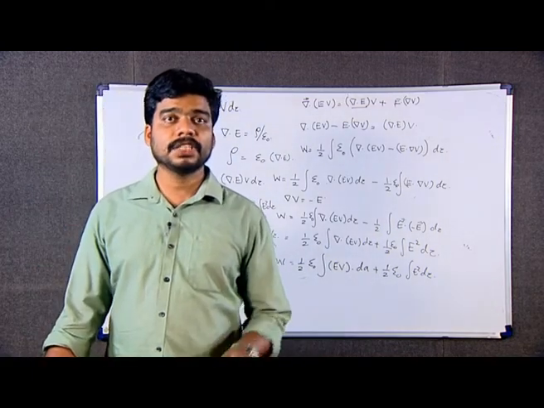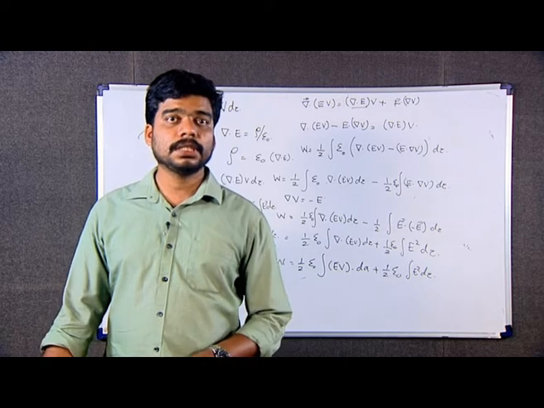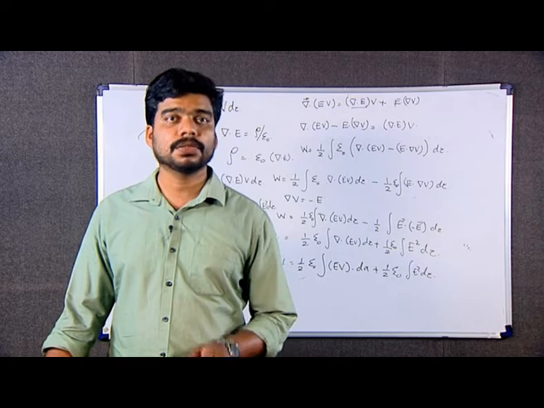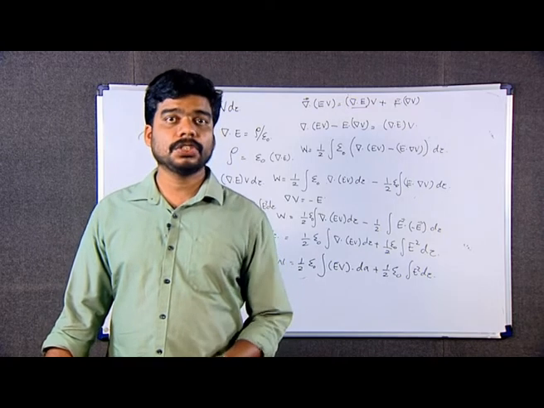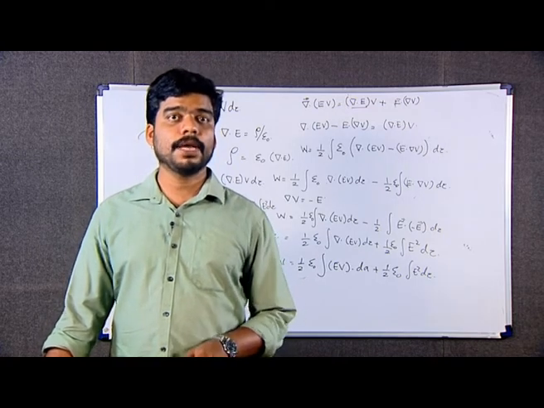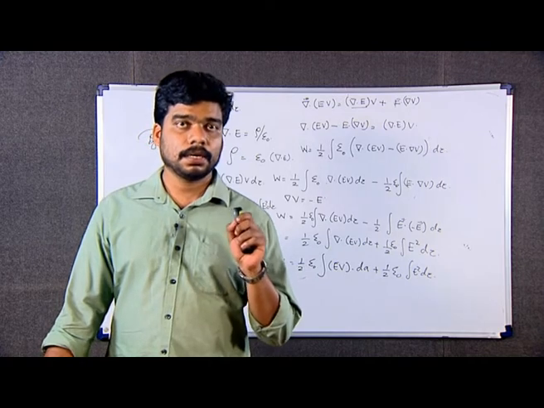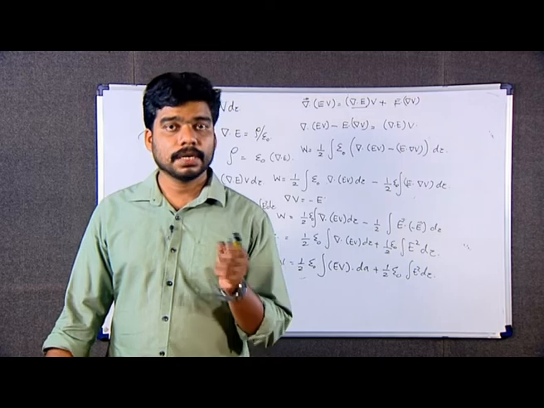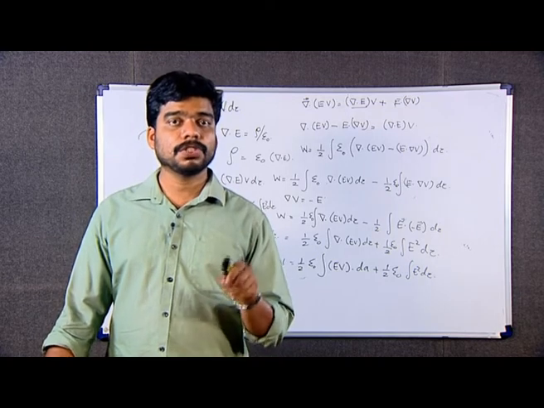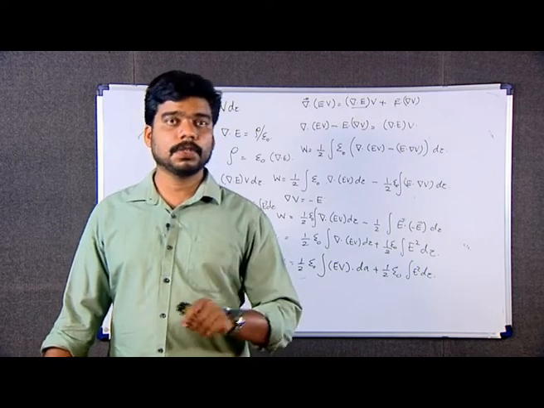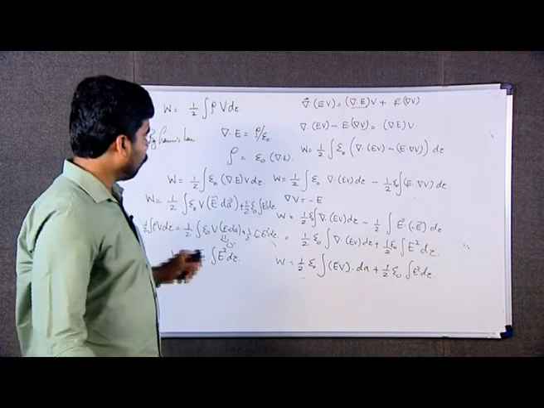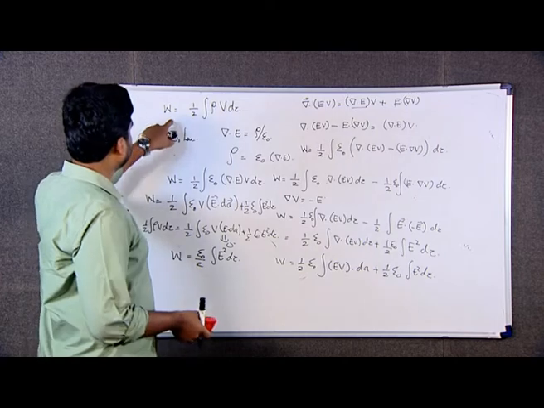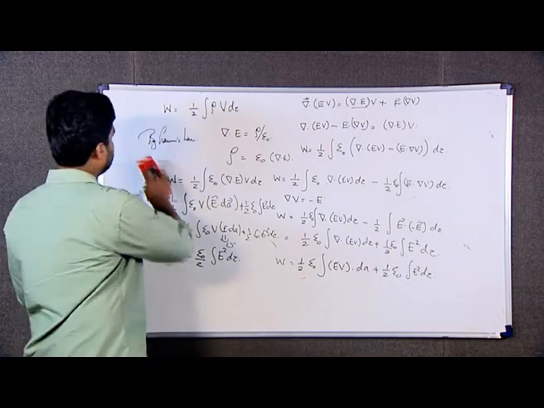So, what is the energy density? The energy density is defined as the energy stored per unit volume. You can easily derive it as half epsilon 0 E square. We will check how we derive that equation. From this equation you can easily derive the energy density.